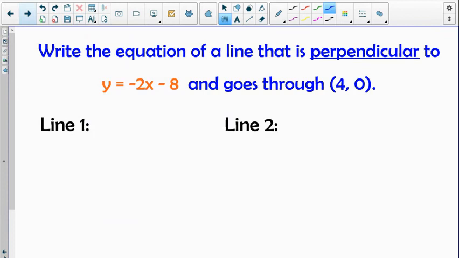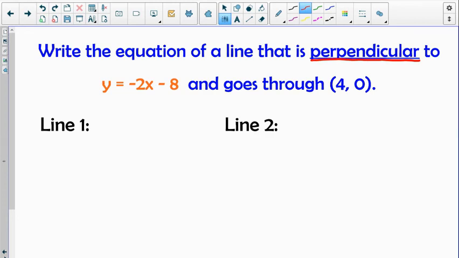Here's one more example. If you feel comfortable doing this, I would encourage you to press pause and see if you can write the equation on your own. If not, continue watching, take notes, and let me know if you have any questions. So write the equation of a line that is perpendicular to y equals -2x minus 8. And it also goes through the point 4, 0.